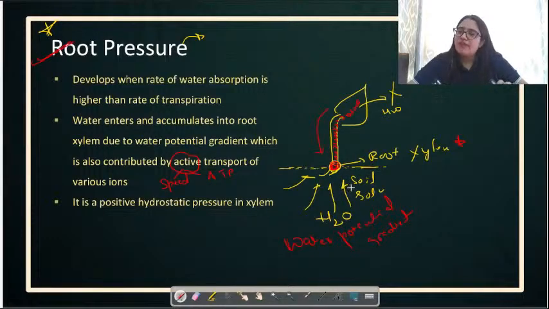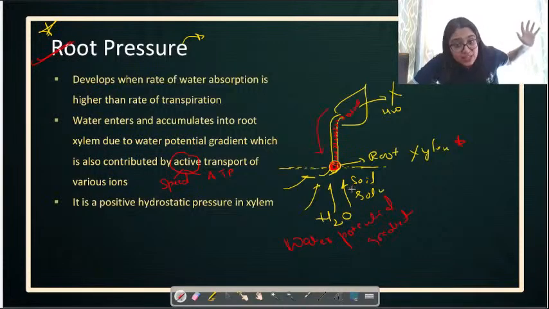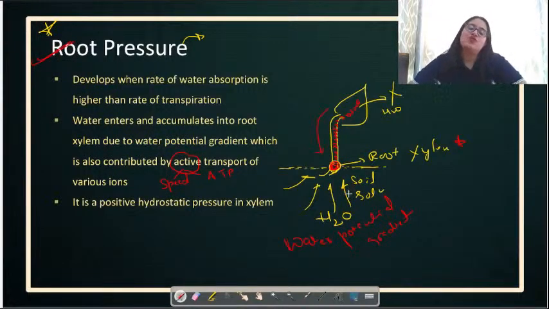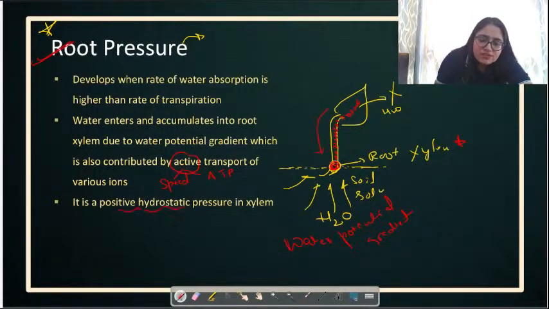The water potential value of the water present in the root will go further down, and hence more and more water will be absorbed by the root hair cells, and as a result there will be accumulation of water into the root xylem that will lead to the creation of this positive hydrostatic pressure in the xylem known as root pressure, right? That's exactly what is written over here on the slide. Now let me read out for you the whole explanation of these points I have done in this diagram.